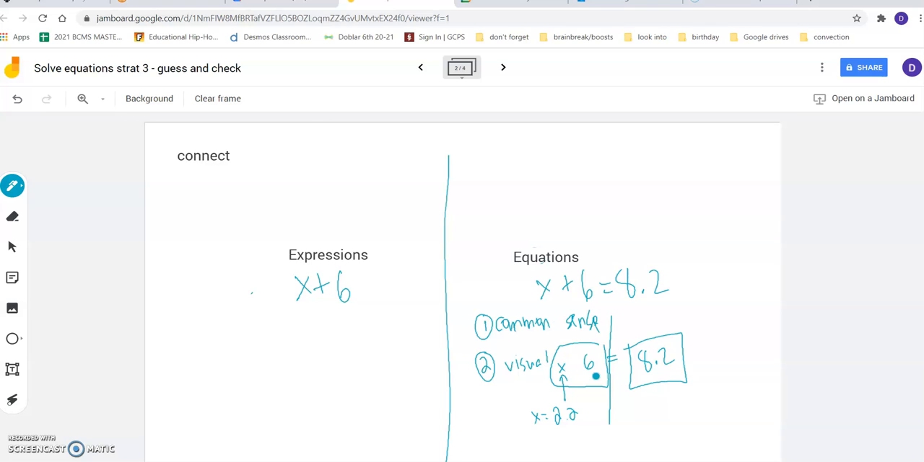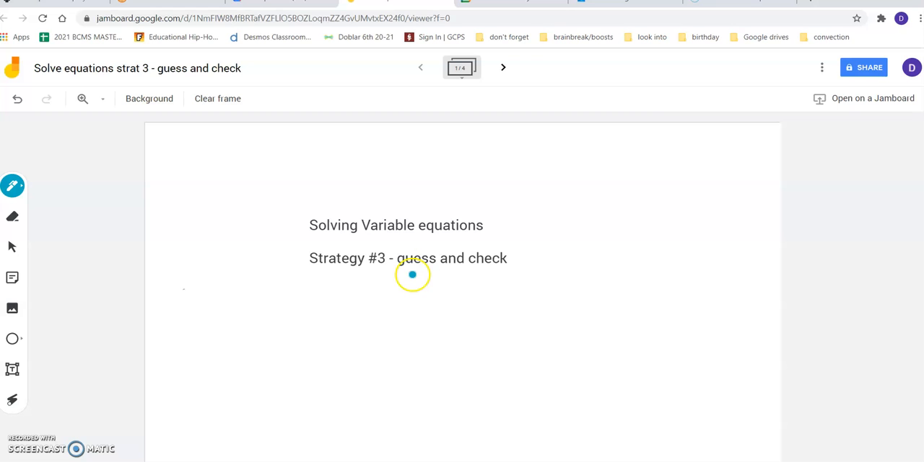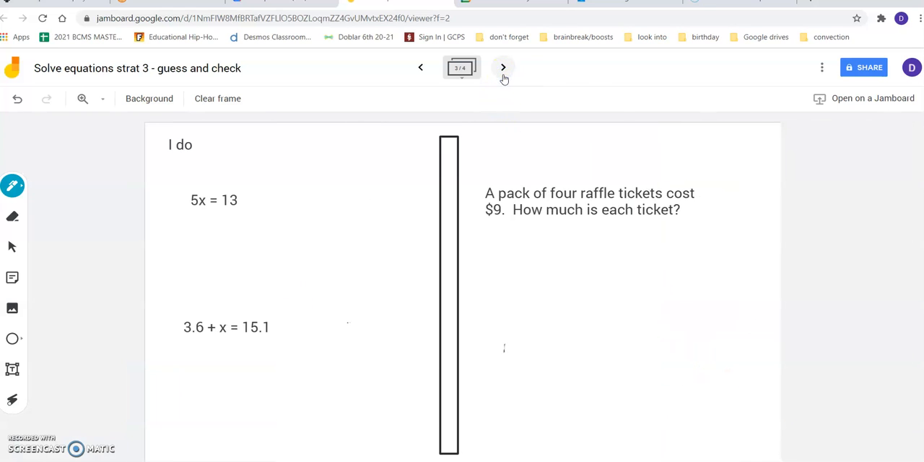So that's what we looked at so far. Those are still great strategies. I want you to keep those. I just want to keep showing you even more ways to think about these so that you get more comfortable. And today's strategy is called guess and check. So let me show you how that works. Let's look at some examples here.